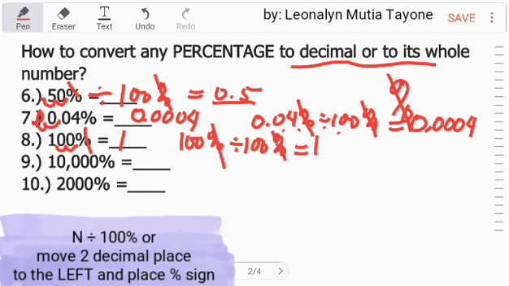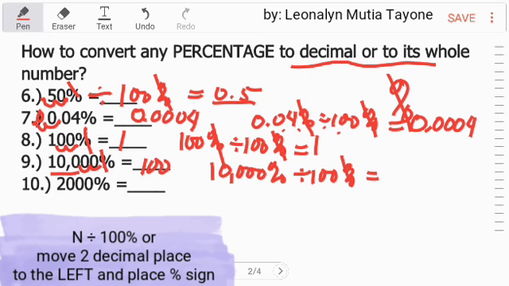Next, another example. 10,000%, para ma-cancel out itong percent sign, mag-move tayo to the left ng 2 beses. 1, 2. So, 100 na ang natira. That is 100. Again, another way is 10,000%. Mag-divide tayo ng 100% para ma-cancel out si percentage sign. 10,000 divided by 100 and that is 100.